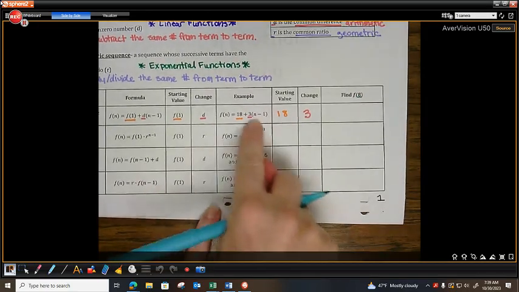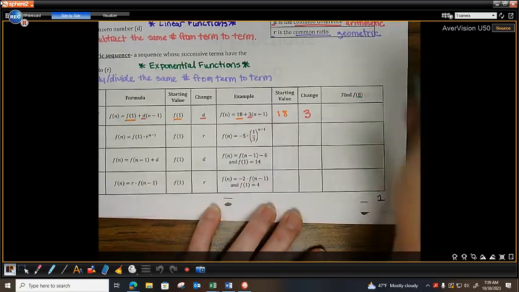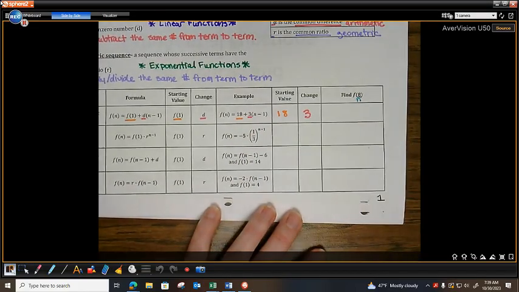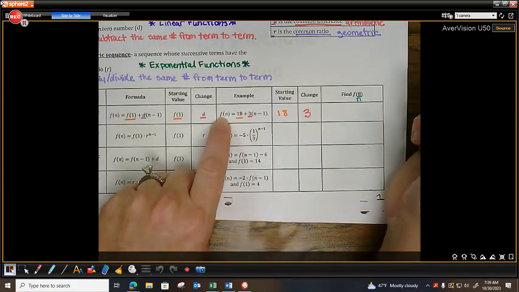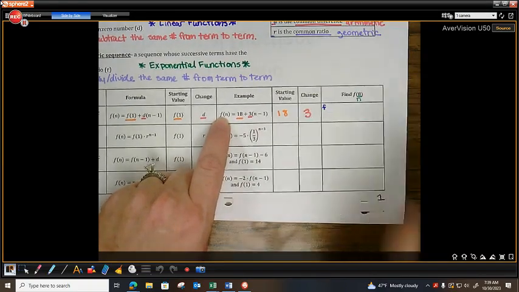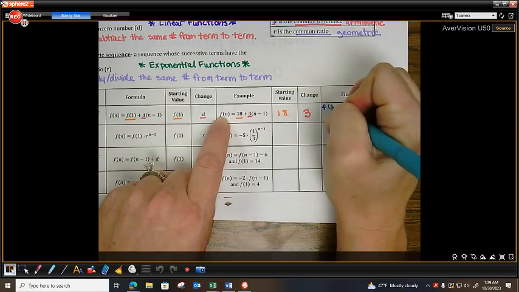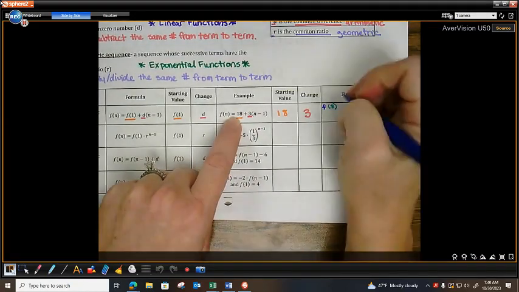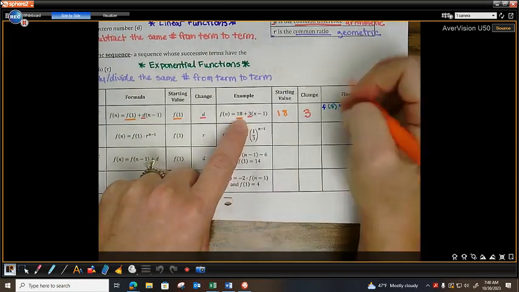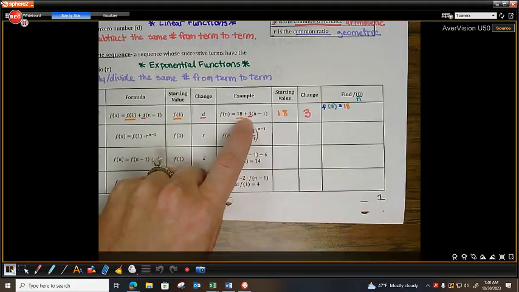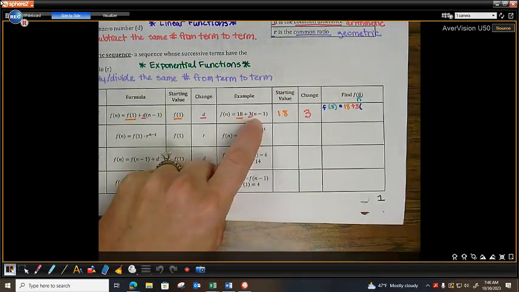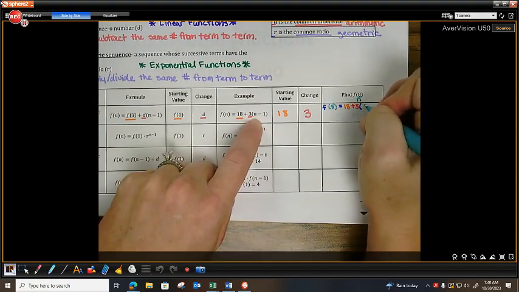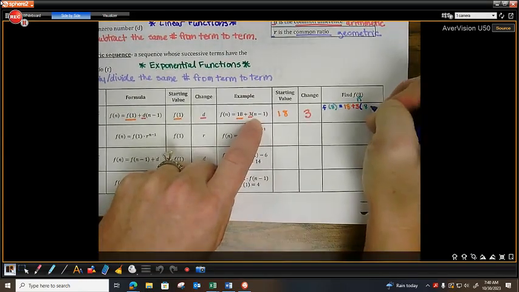So that 8 is your what? It's not your starting value. We're still using this. Your term number. So that's your n. Okay? So I'm going to use my formula, and I'm going to replace n with what? 8. So f of 8 equals 18 plus 3 times, not n, what am I replacing n with? 8 minus 1.